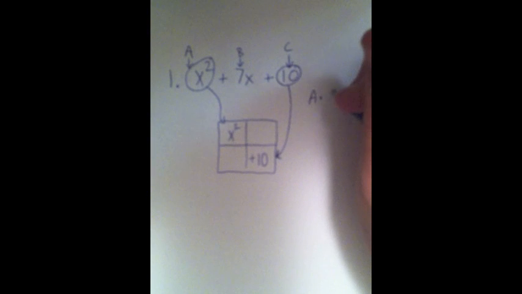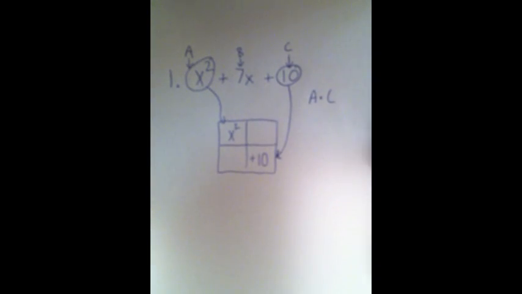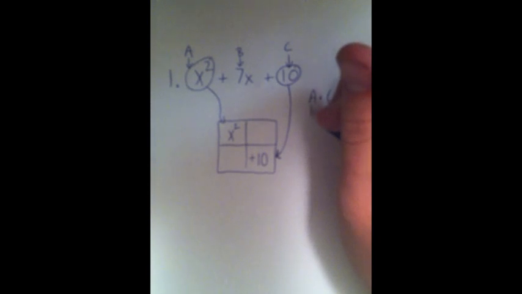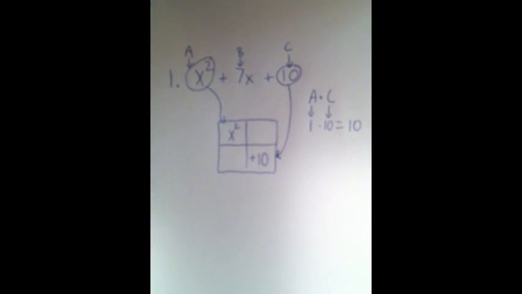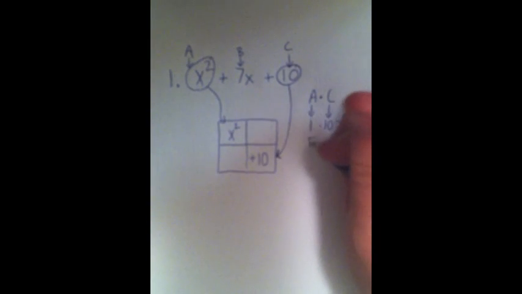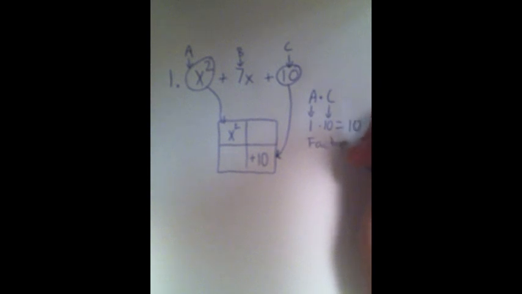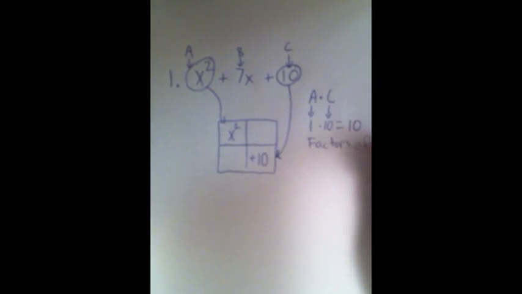After we do that, we need to take a times c, and again, a is the number that's in front of the first term, and c is your last term. So in this case, a is 1, c is 10, and 1 times 10 is 10. Now we need to find all of the factors of 10.